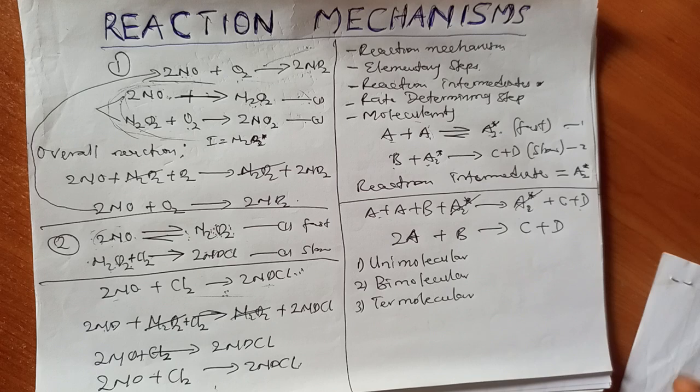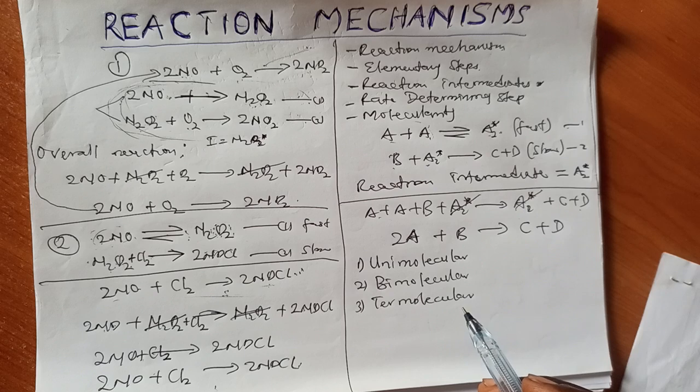But let me give a better definition of molecularity of a reaction. It is the number of molecules reacting in an elementary step. I think that is the best way I can give it to you. These molecules may be of the same type, or they may be of different types. Each elementary step can be either unimolecular, bimolecular, or termolecular.